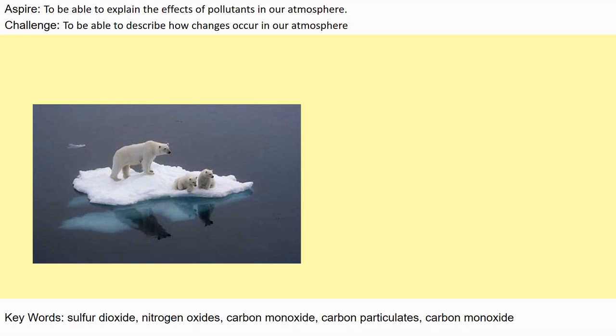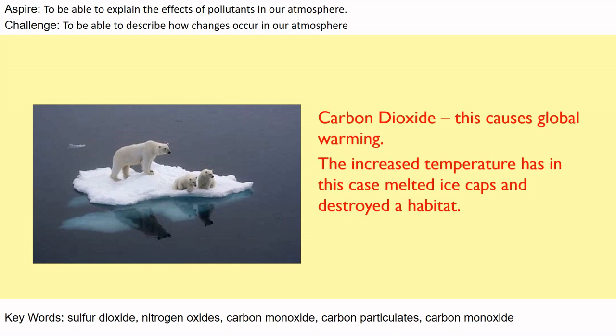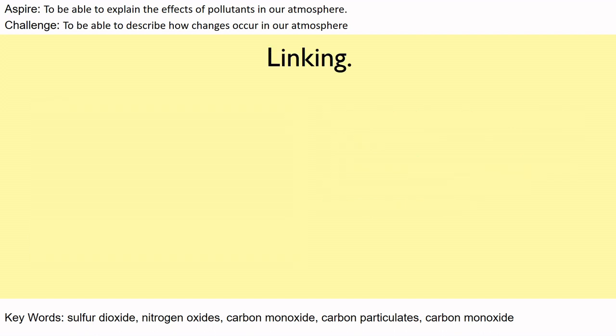So our next one, quite a sad little image. We're looking at a little polar bear family on a very, very small piece of ice, looking possibly for their food. Now, ice, polar bears, that's saying to me, carbon dioxide, global warming. What's happened here is the ice caps have started melting, it's destroying that habitat, and that's because of the increased global temperature. So well done if you got all of those right.